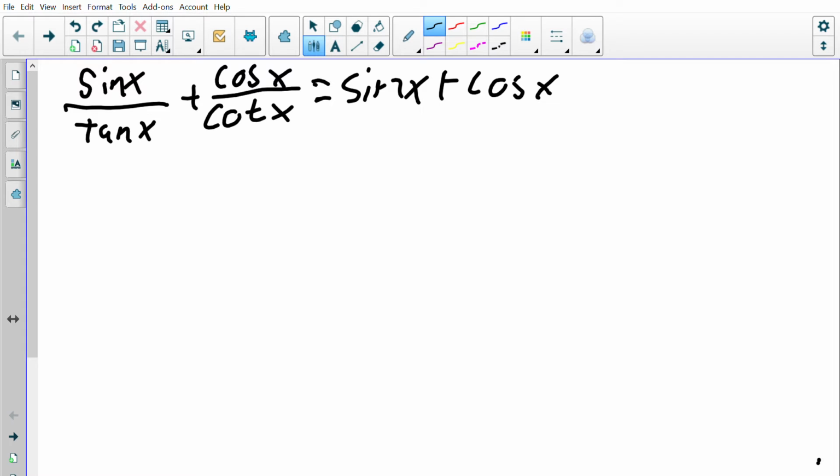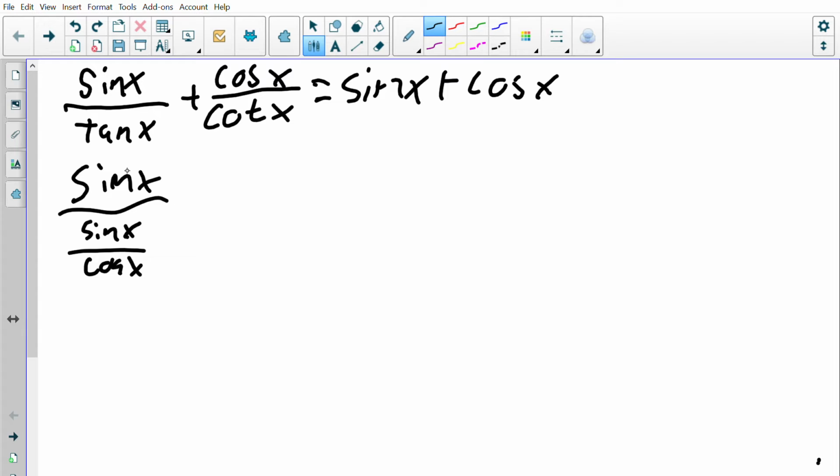Hey guys, I just wanted to do more verifying trig identities just so we had more examples. So my recommendation is to pause after I finish each problem and copy it in your notebook. The first step we always do is we want to write it so that it's always sine or cosine. So I need to convert this tangent into sine over cosine. And then I'll worry about the rest of this later.